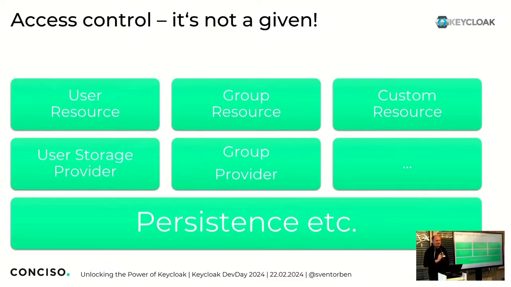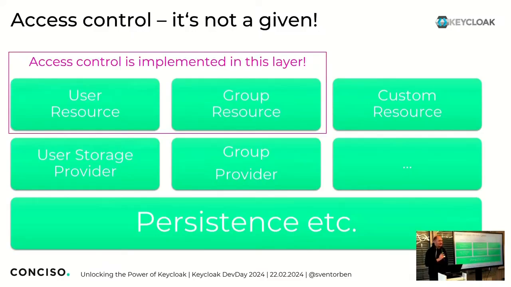And there's one thing: access control is implemented in this upper layer. So when you call a REST API endpoint in Keycloak, let's say the user resource endpoint, it will do an access control check. Hey, are you allowed to look up this user, or are you allowed to delete it, or whatever? And if it turns out you are allowed to do that, then it will call the storage provider, which does whatever it does.